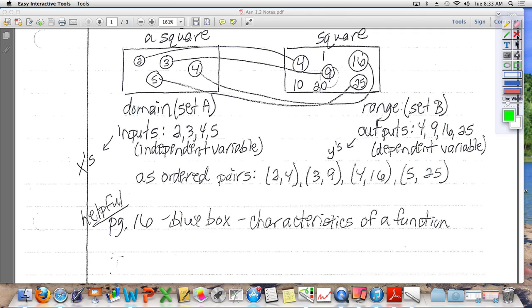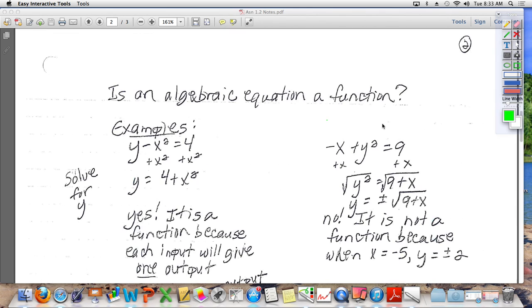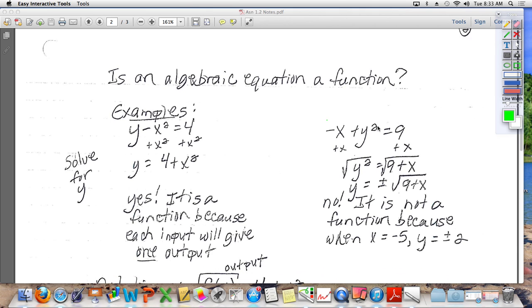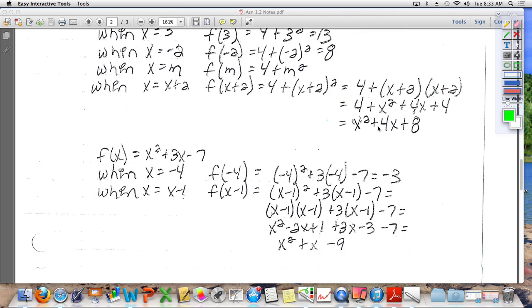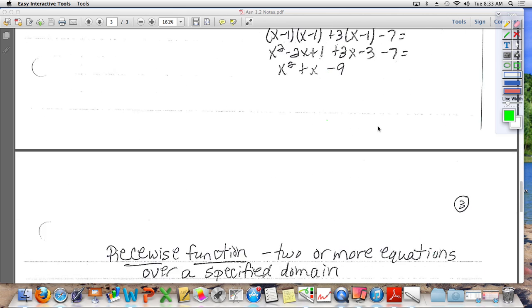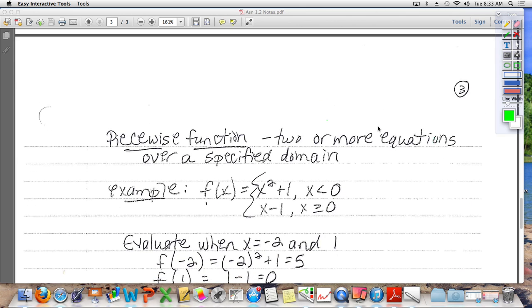Thank you. All right, there's a helpful box on page 16 if you need to look at that for reference. You certainly may. And then we started talking about what do you do with functions, and we talked about replacing the x value with whatever the x value is, and then computing what the answer would be. So moving along, and this is where you guys need to start writing again.